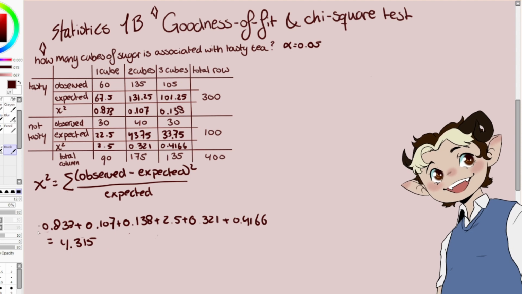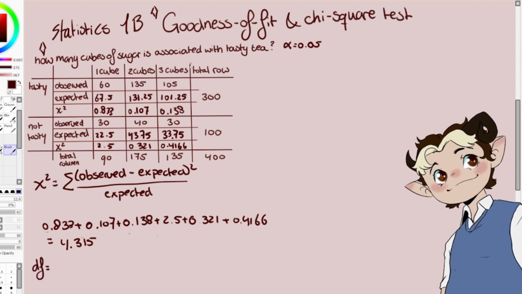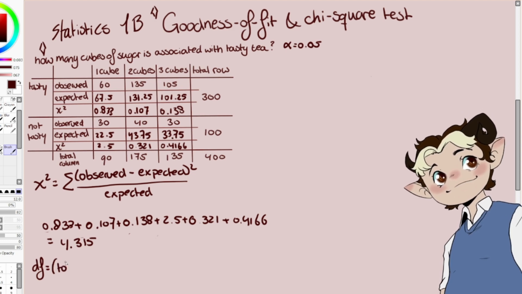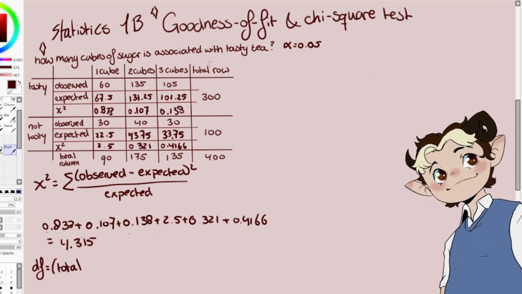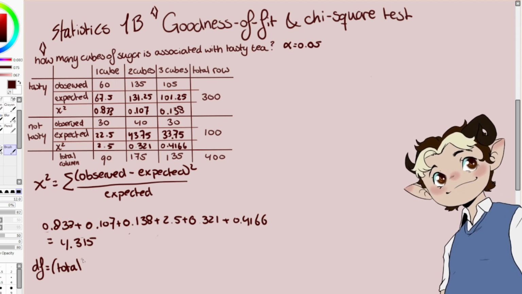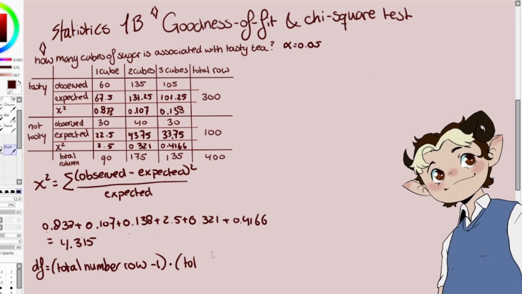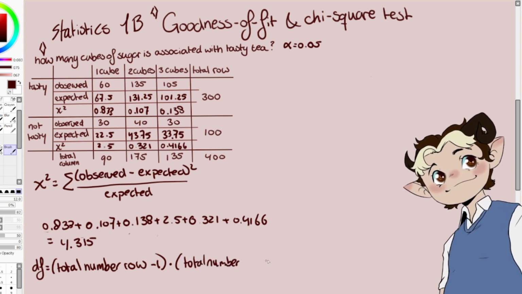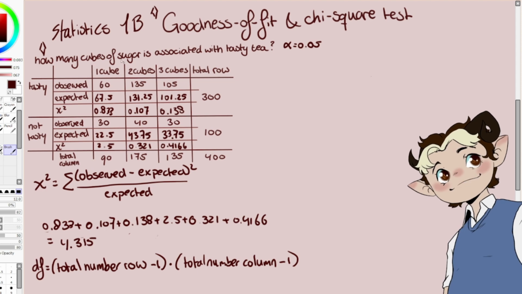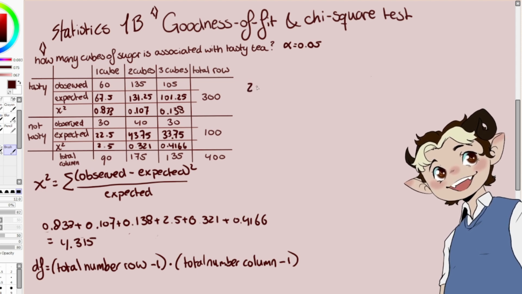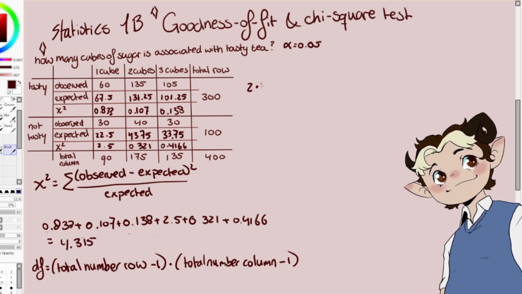Now what do we do with this? Well, we have to find the degrees of freedom yet again. How do we get the degrees of freedom? We look at the total number of rows minus 1, and we times that by the total number of columns minus 1, and that is our degrees of freedom. So if we look at this, there's 1, 2, 3 columns, so that is 2, times 2 rows minus 1 is 1, so that is a degrees of freedom of 2 total.